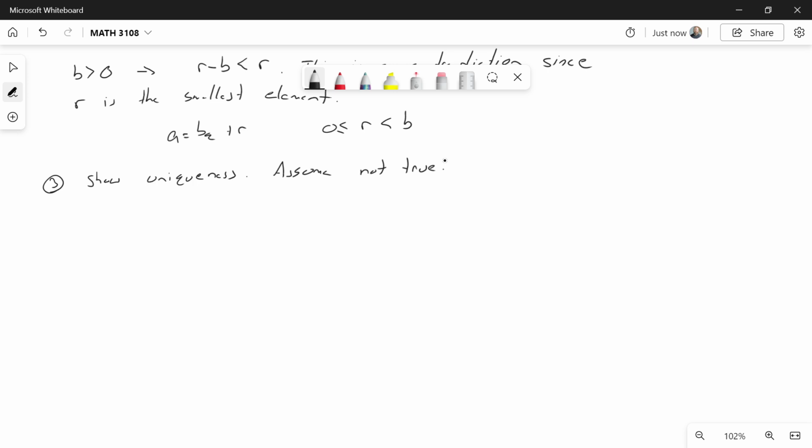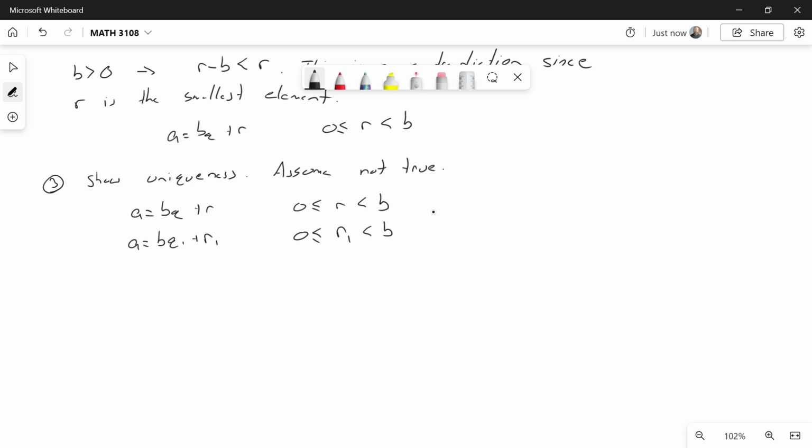So if it's not unique, I still have my A, which is equal to BQ plus R, where R is greater than or equal to 0, but strictly less than B. And if it's not unique, then A is also equal to BQ sub 1 plus R sub 1, another Q and another R, where, again, 0 is less than or equal to R sub 1, which is less than B.